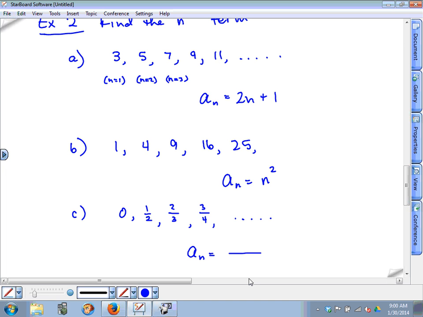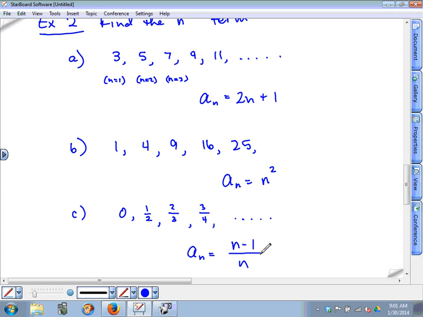For example, what would give us numbers in the denominator? N. What about in the numerator? N minus 1. So the formula is n minus 1 over n.